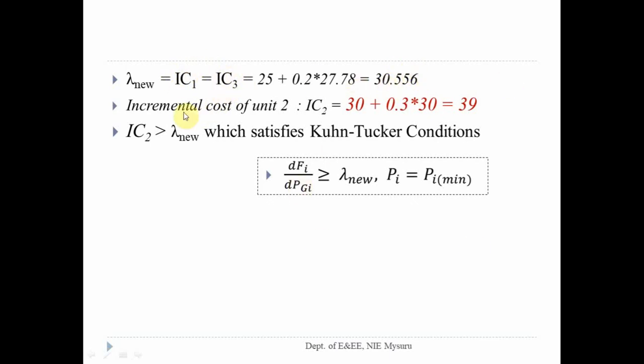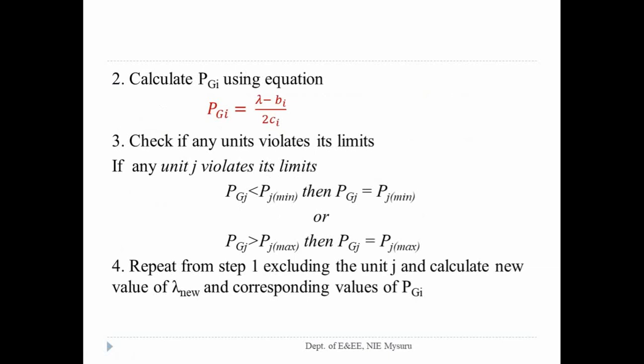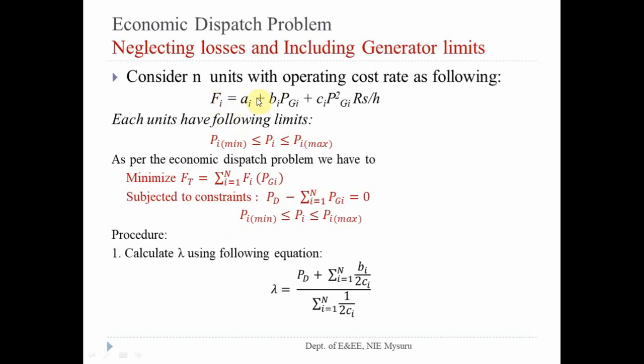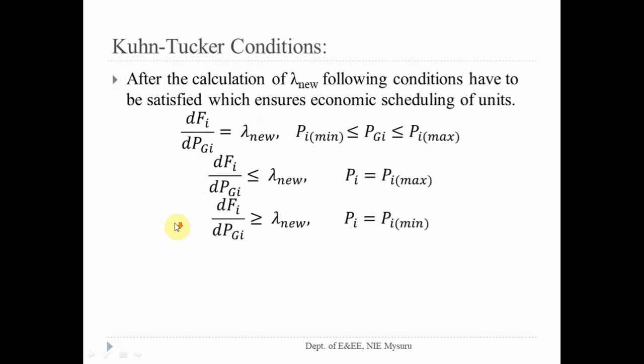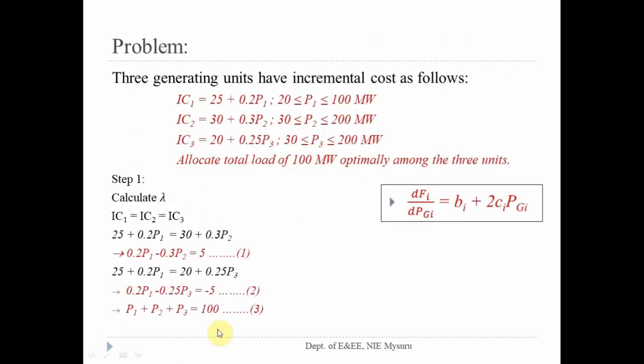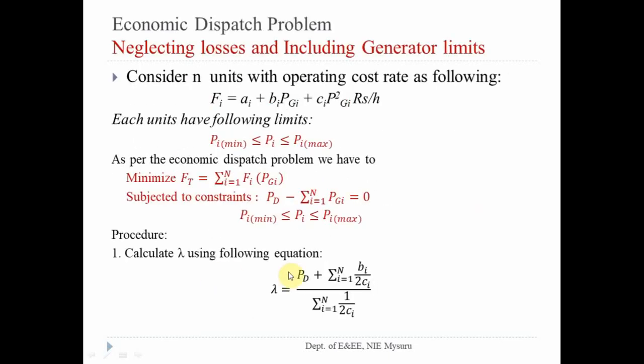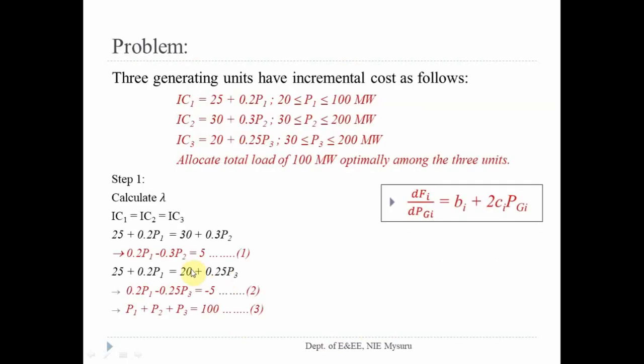Now this particular question is one way of solving any problem. If the question data is given in this form, you can directly calculate dFi by dPgi, and then by equating like this, you can calculate P1, P2, P3. That is the second approach of solving the problem. Clear? The first approach is by using these expressions. I have not used these expressions; I have directly done this problem by equating incremental cost. So both the approaches will be the same.